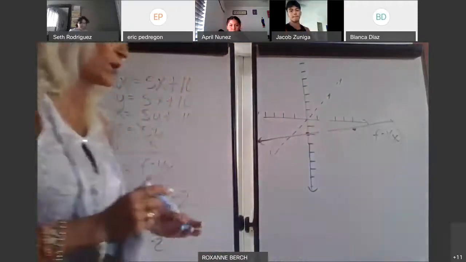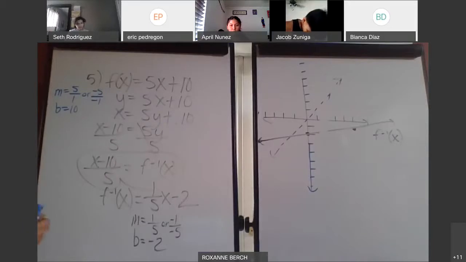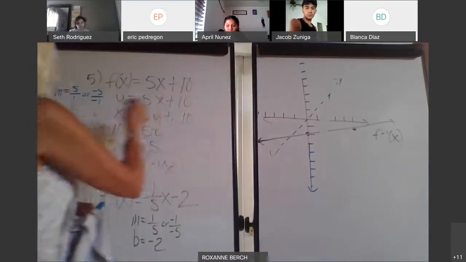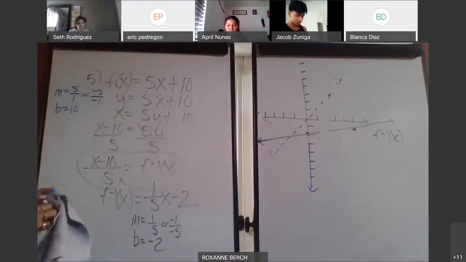Do you want me to graph it again or no? But it's going to flip over the identity. I ran off the board. Do you want me to graph it? No, you should be fine. So you would start at 0, up 10, and go up 5, right 1, which there's no room. You want to go down 5, left 1, down 5.